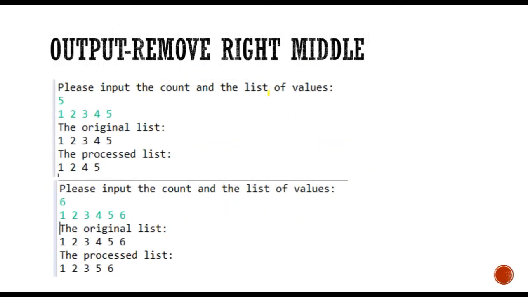So let's take a look at our output. For the first list, we build 1, 2, 3, 4, 5. With 5 elements, it's an odd number, so we just remove the middle. So we get 1, 2, 4, 5. The second list, we have 6 elements. It's an even number. So for our case, we are going to remove the right middle, which is 4. So we get 1, 2, 3, 5, 6.